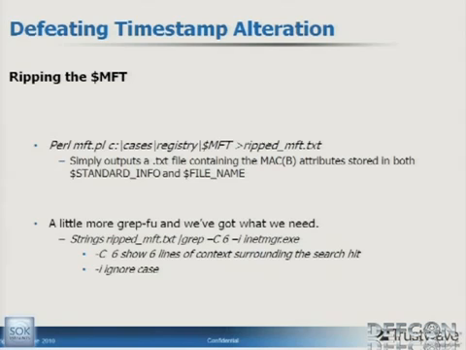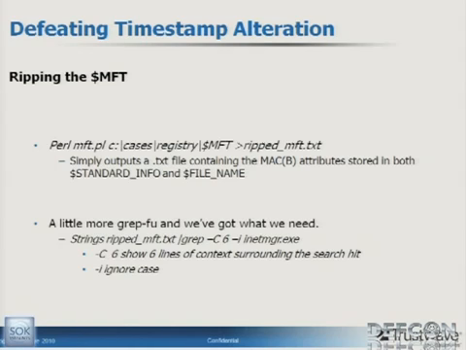So you rip the MFT with, again, another little Perl command here. Perl mft.pl pointed at your master file table and dump it out to a text file, and that's all there is to it. It outputs a text file that contains all the attributes stored in the standard info and the file name, and it dumps them out, and it's really easily searchable. I'll show you here in a couple minutes. So a little bit more grep foo and we've got what we need. Strings that file out or anything else that you want to actually read through it.